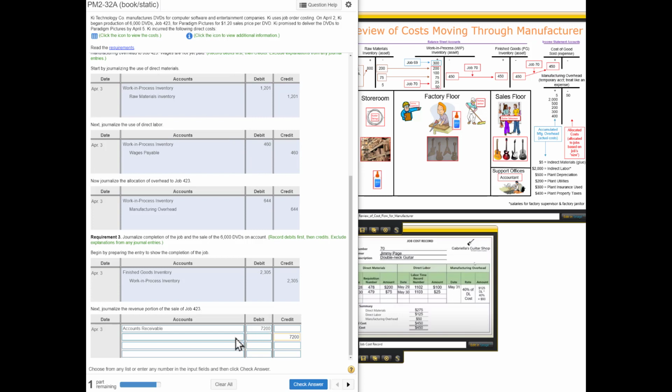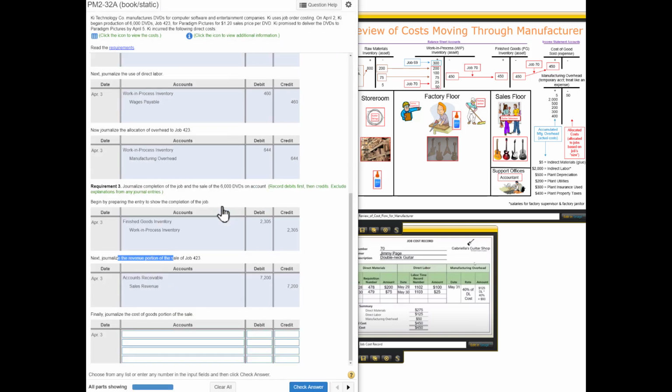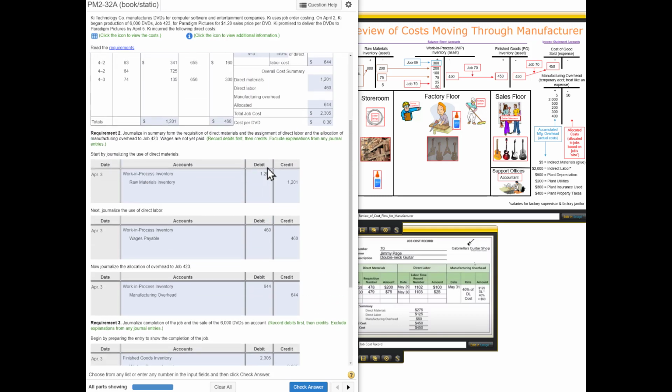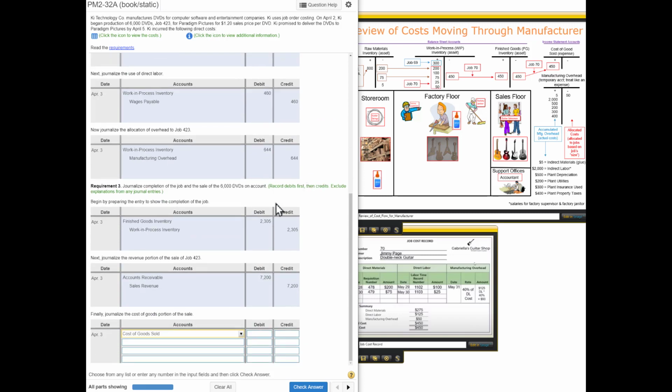So I need to increase sales revenue. Remember, this says just journalize the revenue portion. We'll do COGS in the next section. And cost of goods sold is increasing by the cost of that job. So remember, once we sell a finished good, we have to remove it from the finished goods account and place it or increase the cost of goods sold account. So that's the debit account, COGS. And the amount that we are debiting is the cost of the job, which is right here. Copy and paste, which is also right here.